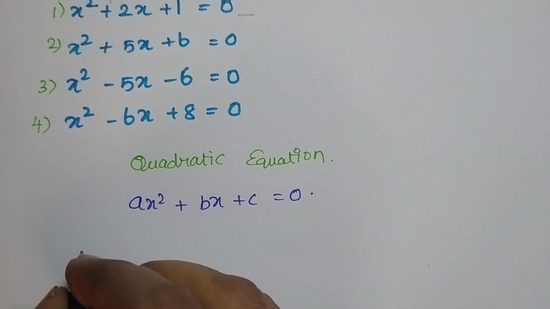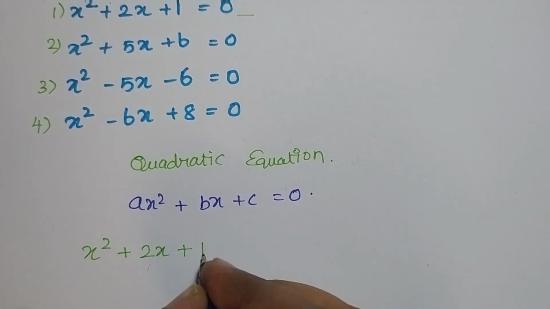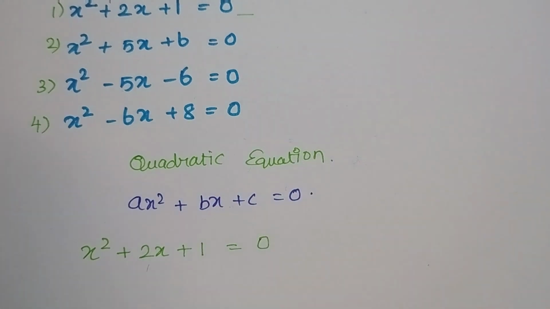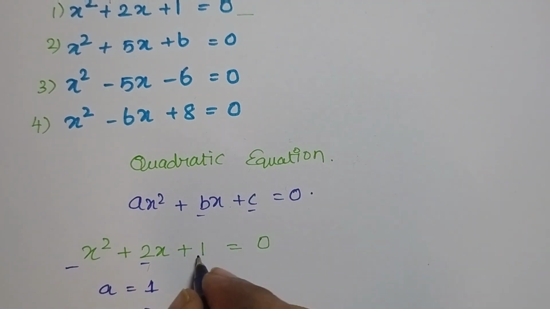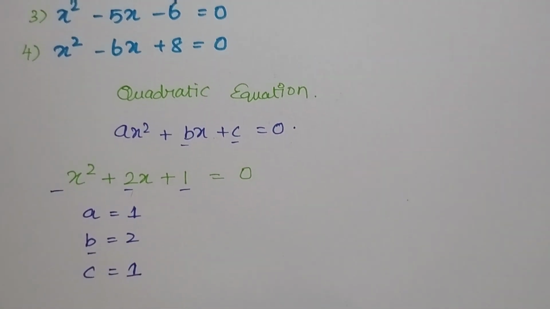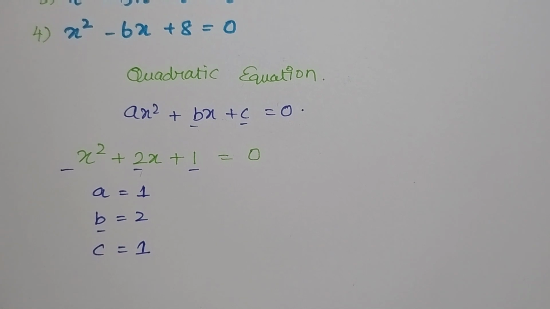x square plus 2x plus 1 is equal to 0. So just compare these two equations. In the place of a I have 1, in the place of b I have 2, in the place of c I have 1. Before solving the problem, just categorize the values.